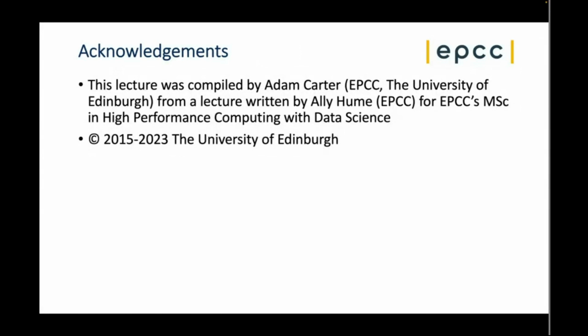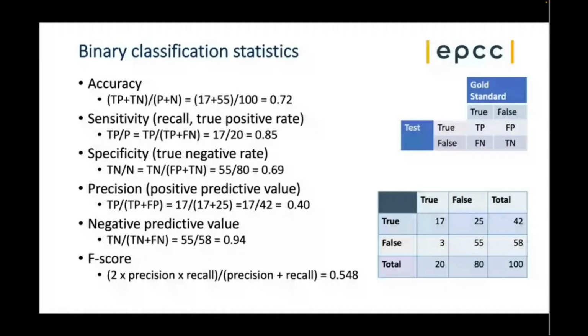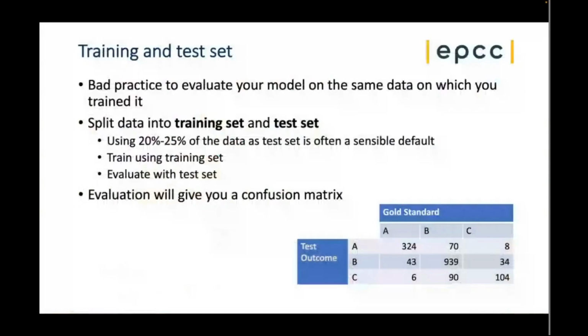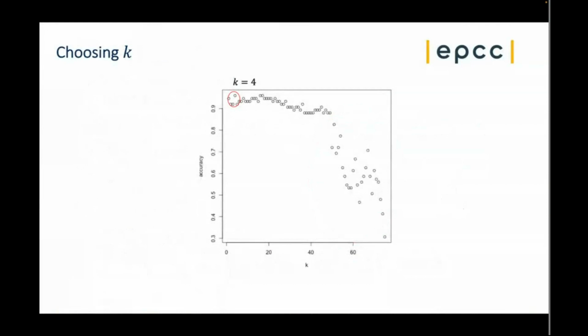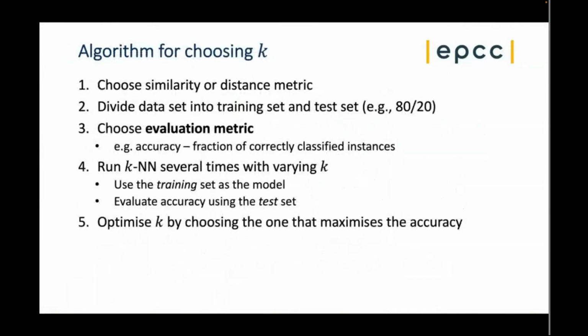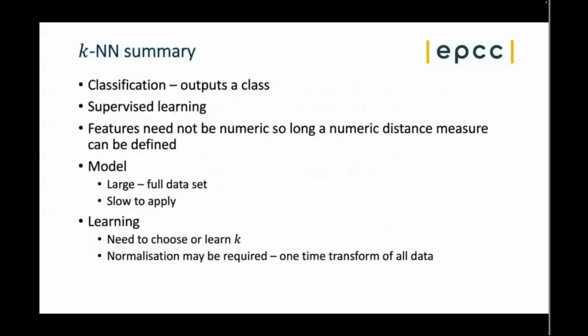Okay, so I think that covers what I want to say on classification. So the key point here is that, first of all, the algorithms have hyperparameters in them again, which can be quite hard to find.